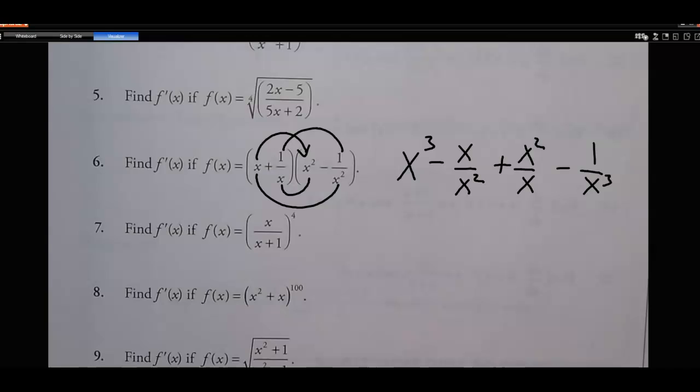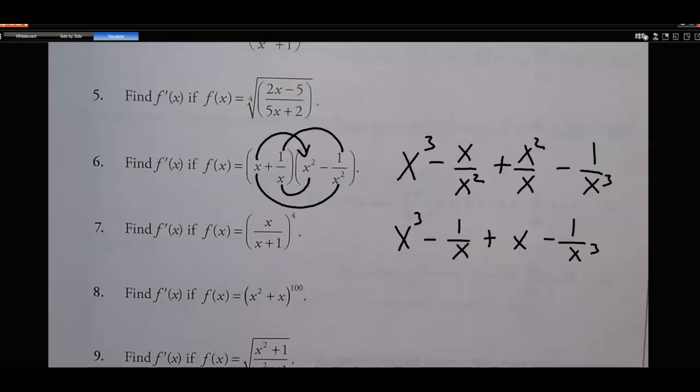Now I'm going to simplify these things up a little bit. X over x squared is just 1 over x. X squared over x is just x. And then this one's fine for now. Now if you want to take the derivative of this thing, I notice I haven't done any calculus yet. I've just simplified it. I just FOILed. Okay. Now I'm going to take the derivative.